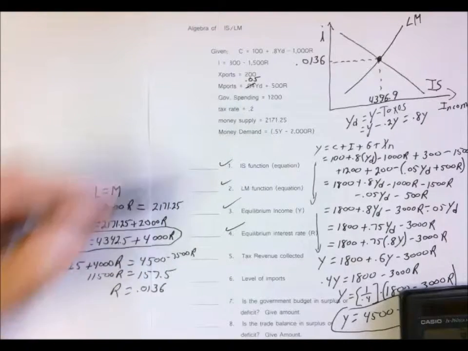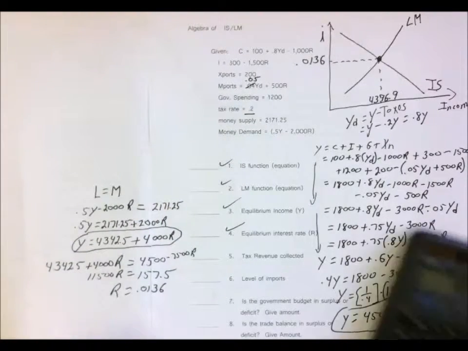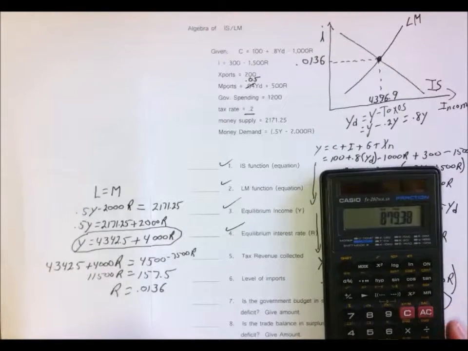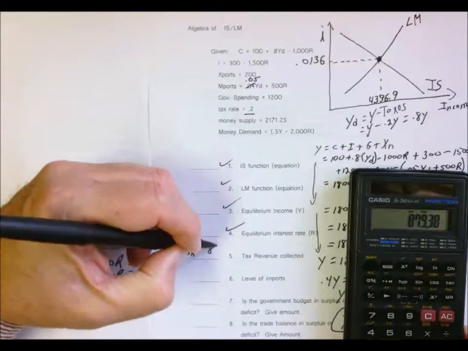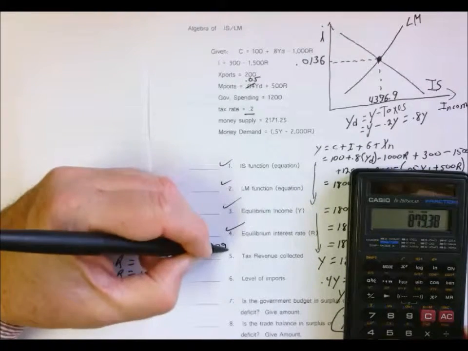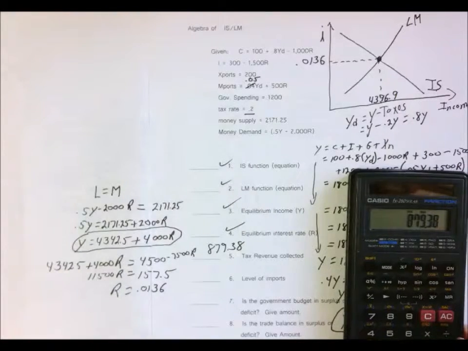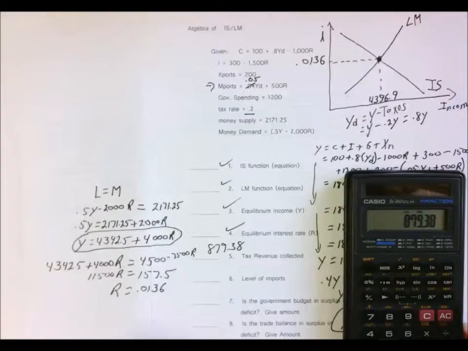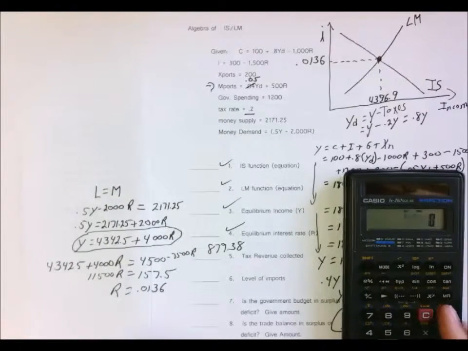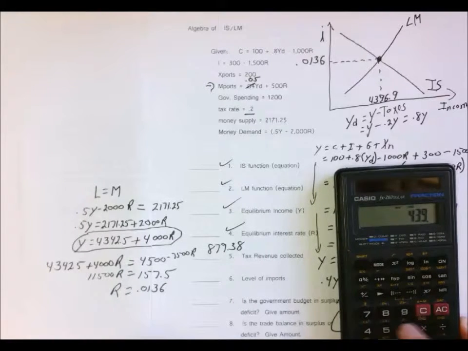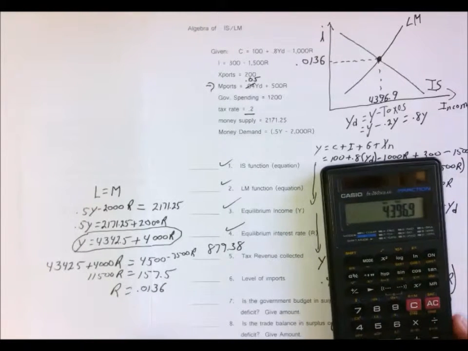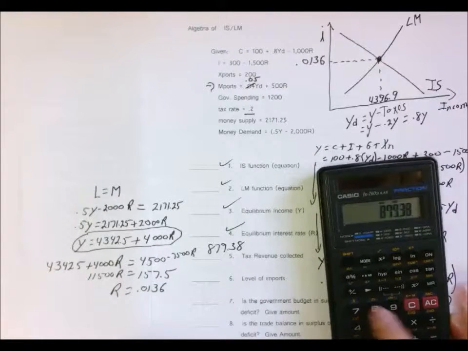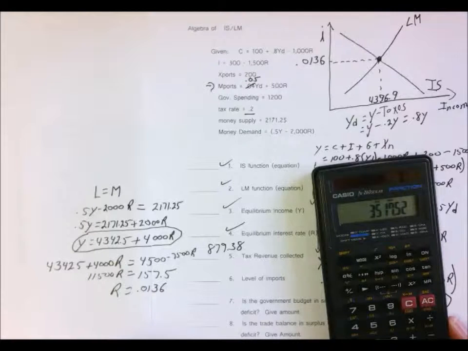Tax revenue collected is just 20% of equilibrium income. So it's 4396.9 times 0.2, which would give us taxes collected of 879.38. And the level of imports comes from here. So it's 5% of disposable income. So let's get disposable income. That was 4396.9, gross income, minus our taxes, 879.38. That's my disposable income right there.